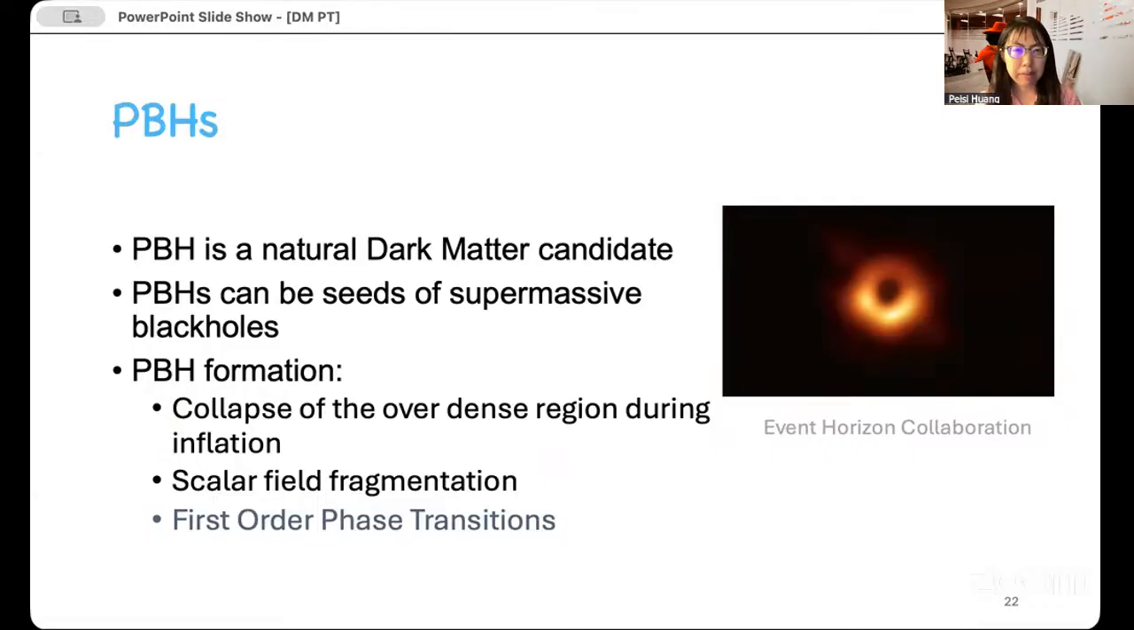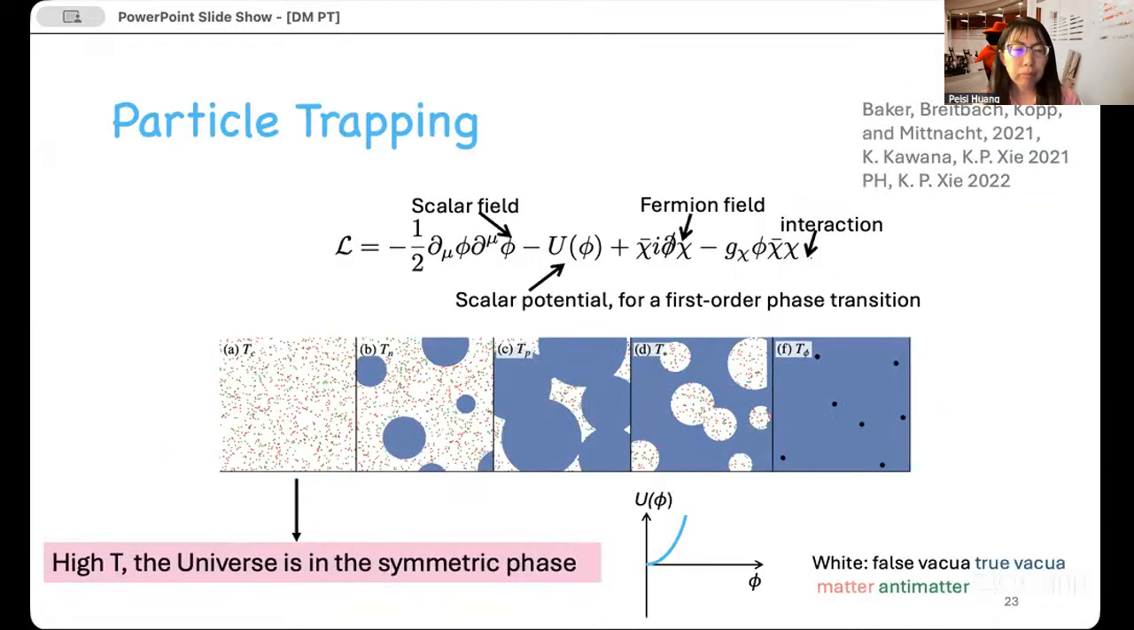They can be seeds for supermassive black holes, and there are all kinds of black hole formations being discussed in the literature. So I'm going to show you the possibility that they are from strong first order phase transitions. The idea is pretty simple. Here we have a scalar field, and we have a scalar potential. We just write down a scalar potential for a strong first order phase transition. And we also include some fermion field, and we add some interactions.